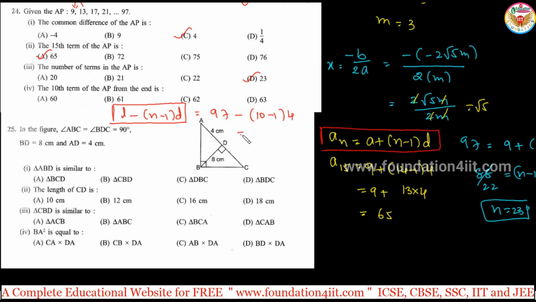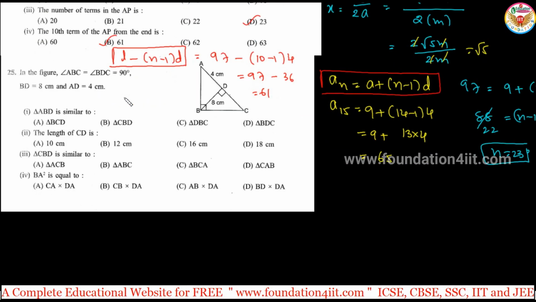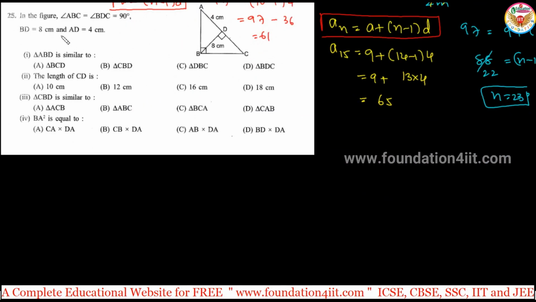97 minus 10 minus 1. 9 into 4, 36. 97 minus 36. It's 61. Yes. Option B. Right. And this last question: in the given figure, angle ABC is equal to angle BDC, equal to 90 degrees.